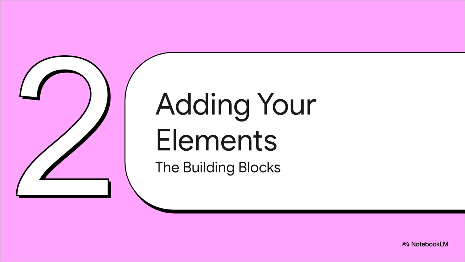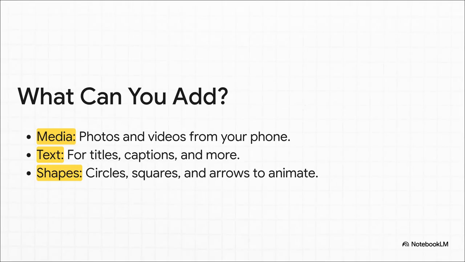An empty canvas is nice and all, but it's time to actually put something on it. Let's talk about the building blocks of your animation. So that plus button we keep talking about, it's basically your gateway to creativity. You can pull in any photo or video you have right from your camera roll. You can add text for awesome titles or captions. Or you can start totally from scratch with a bunch of different shapes, which is perfect for creating those slick, clean motion graphics you see everywhere.